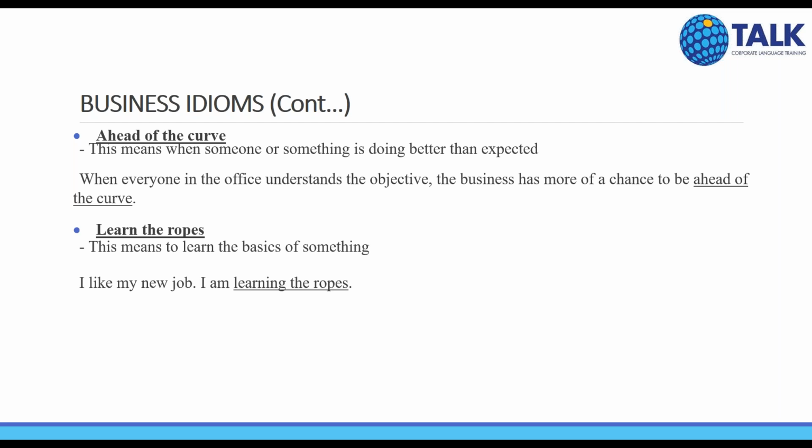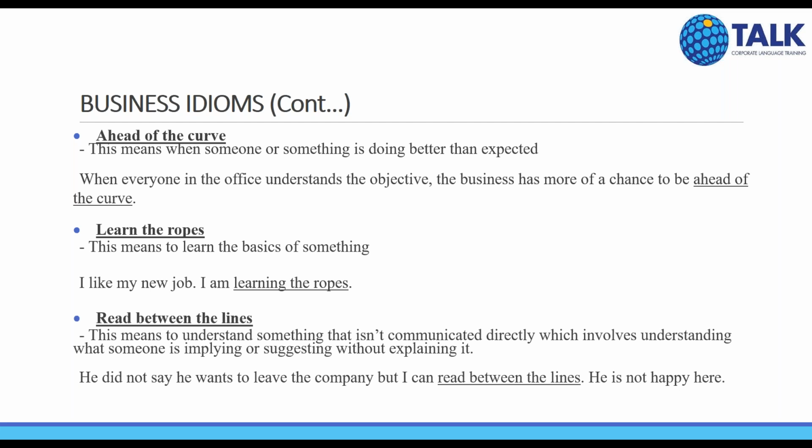Okay, the next one. To learn the ropes, which is kind of what you're all doing now. You're learning the ropes of business idioms, and this means to learn the basics of something. So, I like my new job. I'm learning the ropes. Usually we use this when something or somebody is new to something. They don't have much experience with it, and as they get more experience, they're learning the ropes.